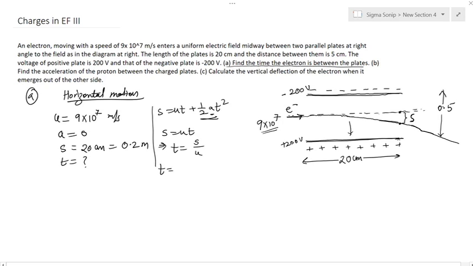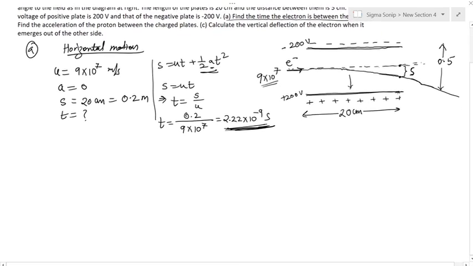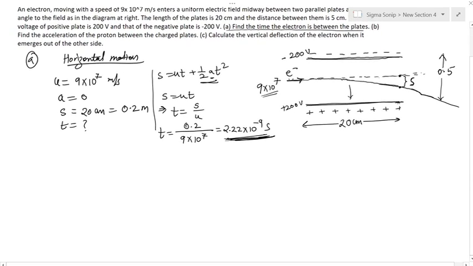Substitute the values. S equals 0.2, u equals 9 times 10 to the power 7, and I come out with a time of 2.22 times 10 to the power minus 9 seconds. So the electron covers 20 centimeter distance in this much time, and when it covers 20 centimeter horizontal distance, it has cleared the plates and it comes out here. So the electron remains between the two plates for this much time. Next part is we need to find the vertical deflection. Now, the vertical deflection is S.